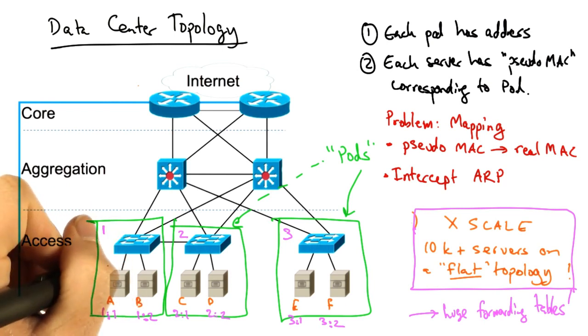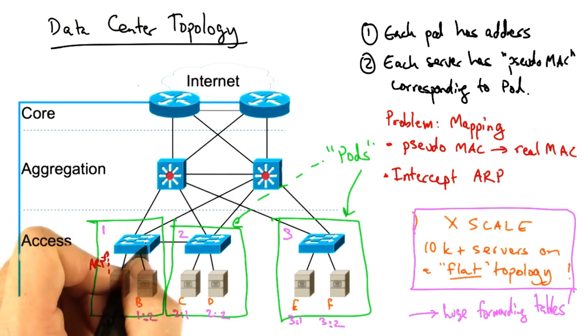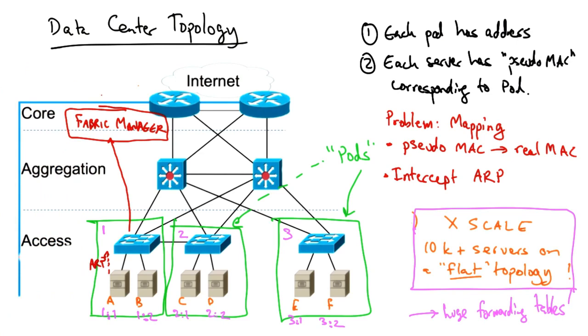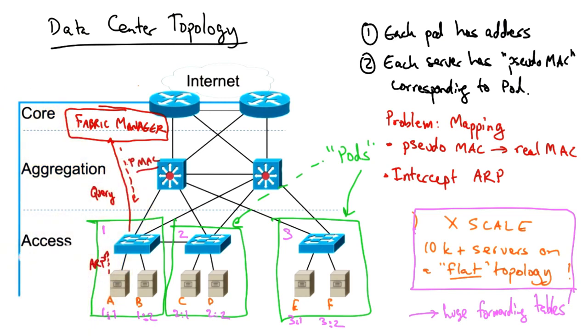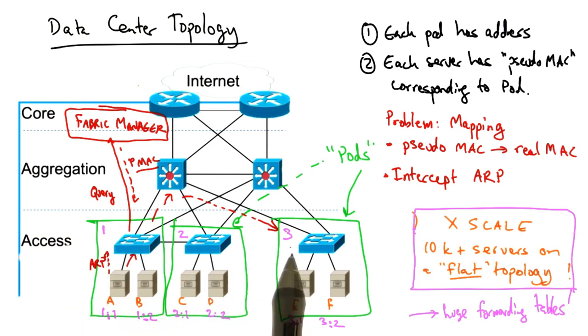When a host, such as server A, issues an ARP query, that query is intercepted by the switch. But instead of flooding that query, the switch forwards it to an entity called a fabric manager. The fabric manager then responds with the pseudo MAC corresponding to that IP address. Host A then sends the frame with the destination pseudo MAC address, and switches in the topology can forward that frame to the appropriate pod corresponding to the pseudo MAC address of the destination server.